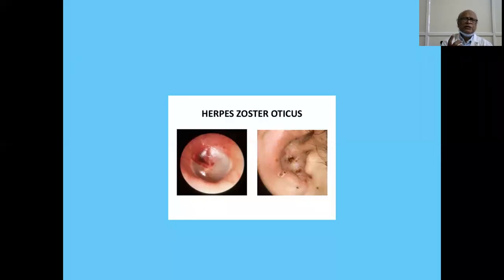So treatment is by antiviral drug like acyclovir, which should be given 800 milligrams 6-hourly for about 2 weeks in an adult, along with painkillers and antibiotics if you suspect an infection. It is best to treat this condition under the supervision of a dermatologist.